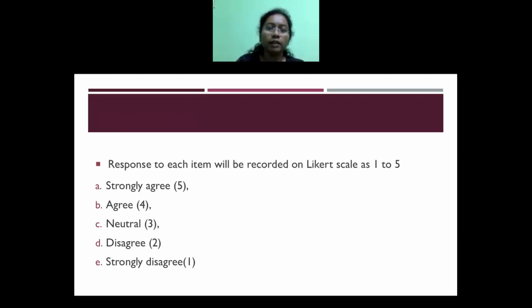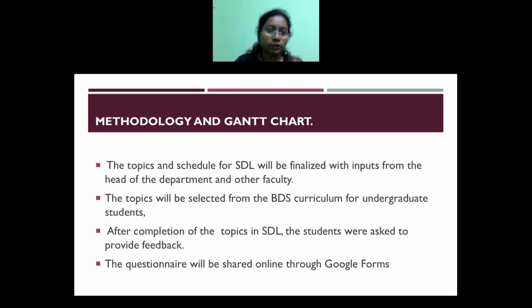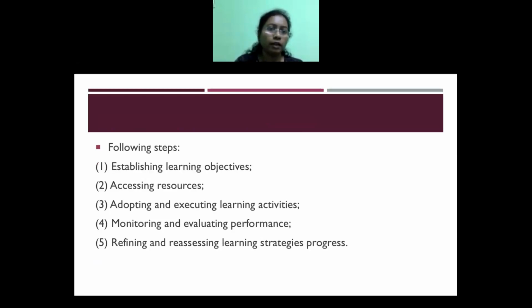The responses will be assessed on a Likert scale of 1 to 5. The methodology, which involves the topics and the schedule for the self-directed learning, will be finalized with input from the head of the department and other faculty. The topics will be selected from the BDS curriculum itself. After the completion of the self-directed learning, students will be asked to provide feedback through a Google form. Throughout the procedure, the following steps will be followed: establishing learning objectives, assessing the resources, adopting and executing learning activities, monitoring and evaluating, and refining and reassessing the process.